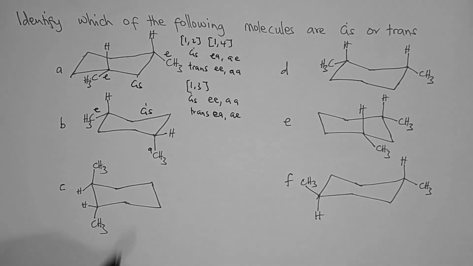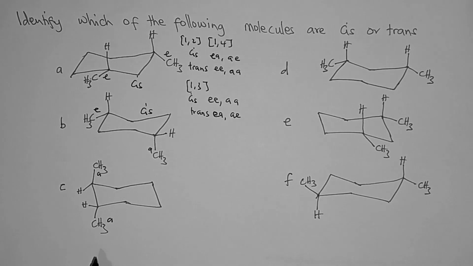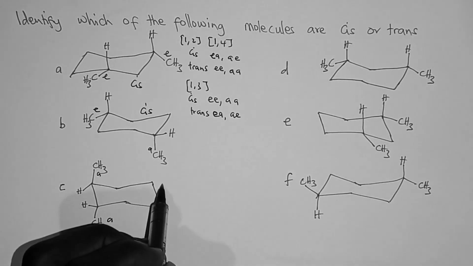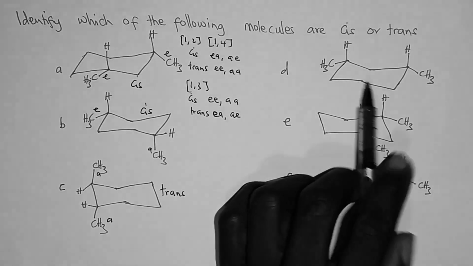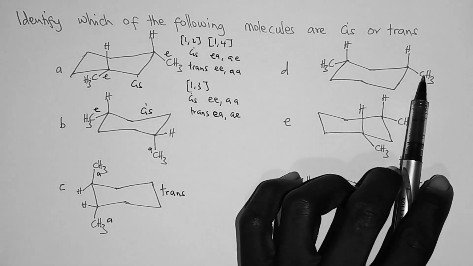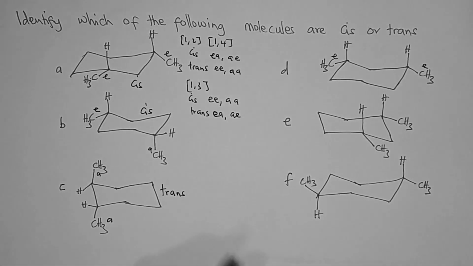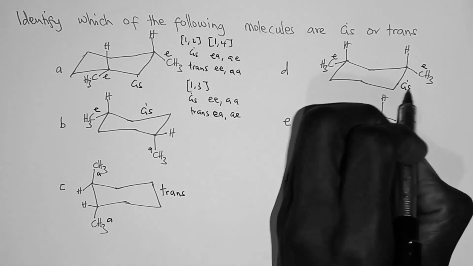And let's come to this. This is a 1-2. This is in an axial position, and this is also in an axial position. So 1-2 AA. 1-2 AA is a trans. So this is a trans conformer. Then this is a 1-3 EE, because this is equatorial and this is also equatorial. 1-3 EE is a cis conformer. So this is a cis conformer.